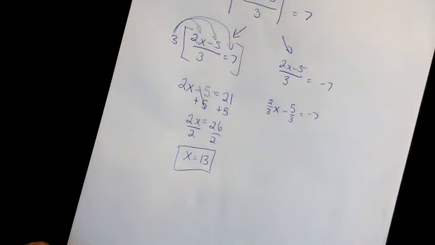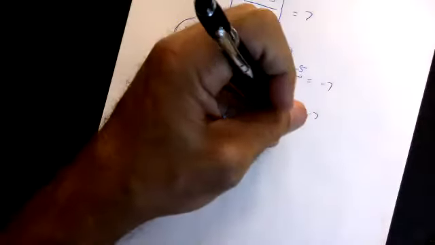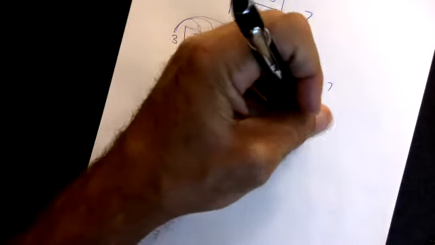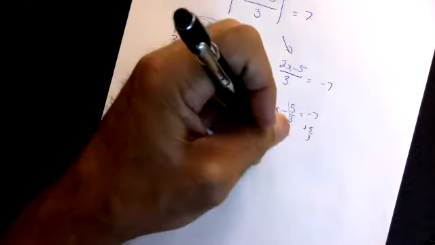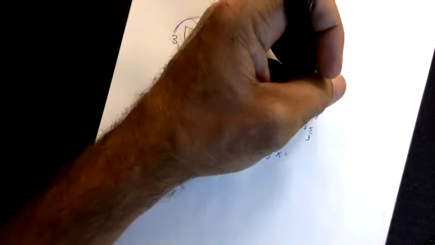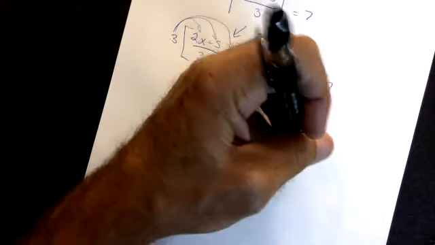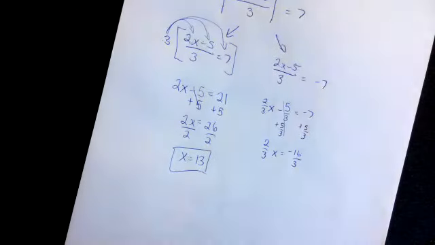And then you can just use your handy dandy calculator to solve this, because your calculator probably has a fraction button on it. Of course, I don't have my calculator, so I get to do it freehand. So anyway, we add 5/3 to both sides, and 2/3 x will equal, so -7 would be -21/3, so that'd be -16/3.